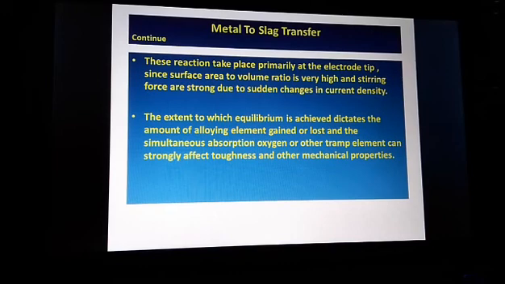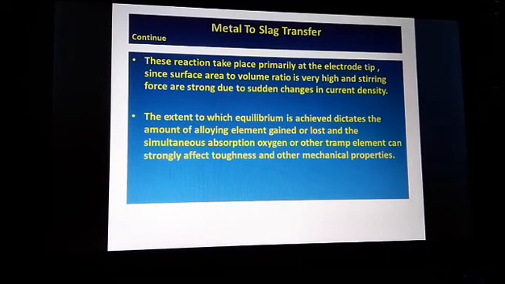Metal to slag transfer reactions take place primarily at the electrode tip. Since the surface area to volume ratio is very high and stirring forces are strong due to sudden change in current density, the extent to which equilibrium is achieved dictates the amount of alloying element gained or lost, and simultaneous absorption of oxygen or other tramp elements can strongly affect toughness and other mechanical properties. Thank you.